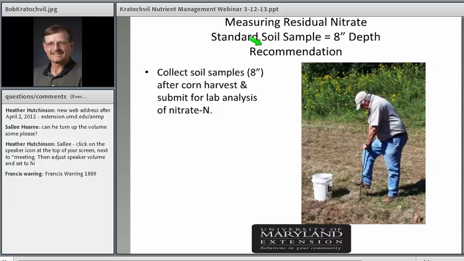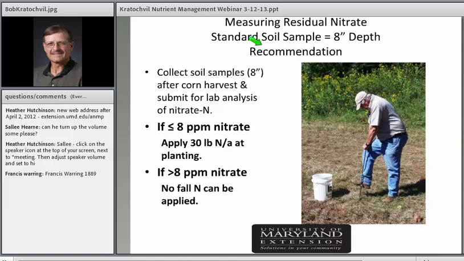Some of you maybe have seen this a couple times before. If you have, disregard what you saw before because we discovered a calculation error. What you see here today will be the correct numbers to use with an 8-inch sample, and that is if you have less than 8 parts per million nitrate in the 8-inch sample, you can use 30 pounds nitrogen at planting. If you're greater than that, no fall N can be applied.